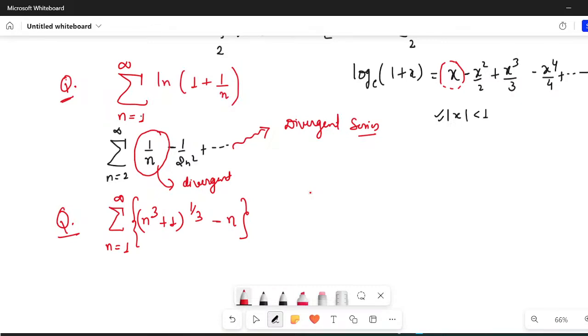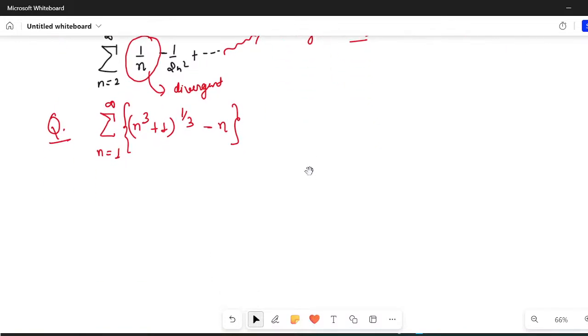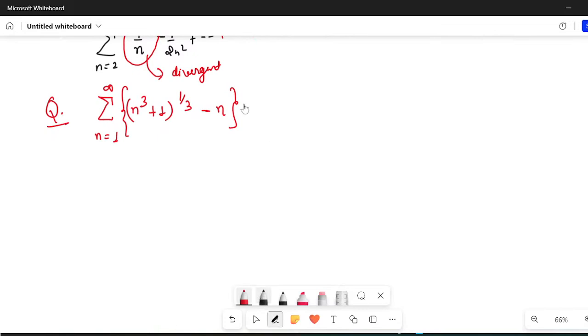What do you think about this series? So see, in this particular scenario, when there's a power of 1 by 3, if you remember, there is a formula. a cube minus b cube is what? It is equal to (a minus b) into (a square plus b square plus ab). If you remember, this is the formula. This is an algebraic identity.